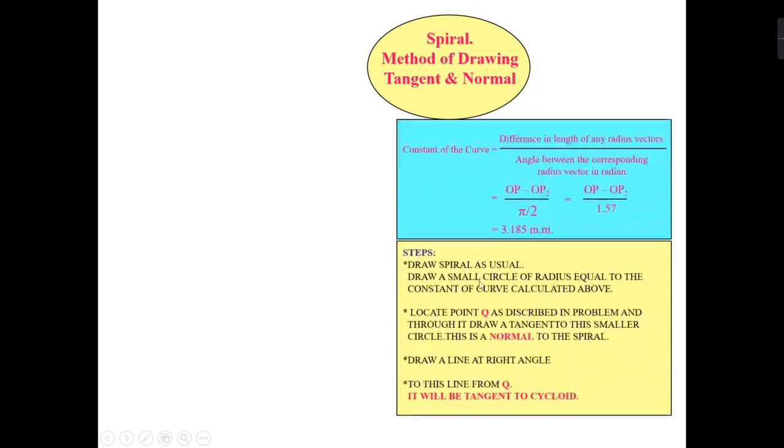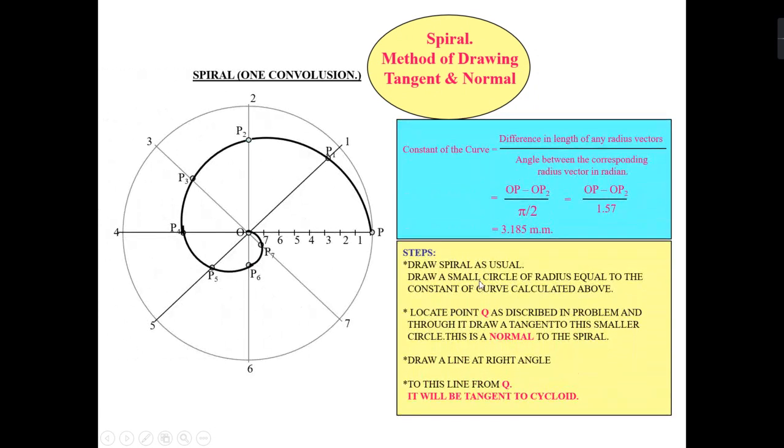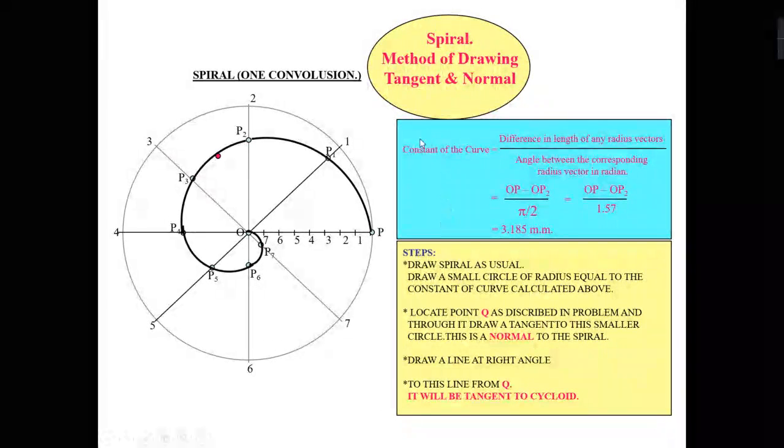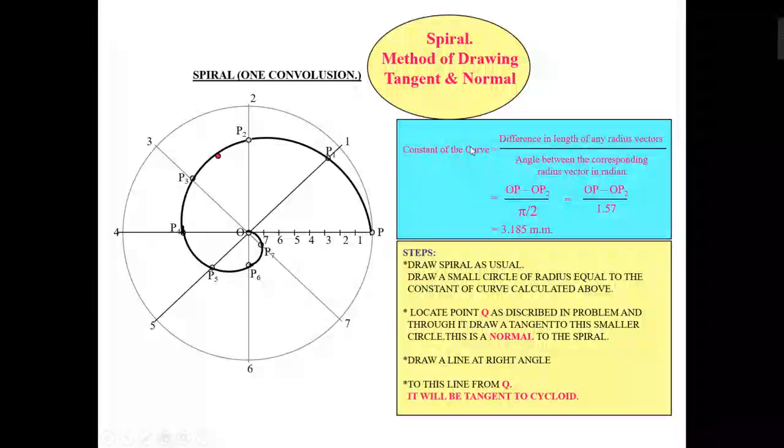So this is the method for drawing the tangent and normal to the spiral curve. The spiral curve we have already drawn. For that, suppose this is a point Q where you have to draw the tangent and normal. There is a term, the constant of the curve, for spiral curves, that is nothing but the difference in the length of the radius vectors divided by the angle between the corresponding radius vectors.